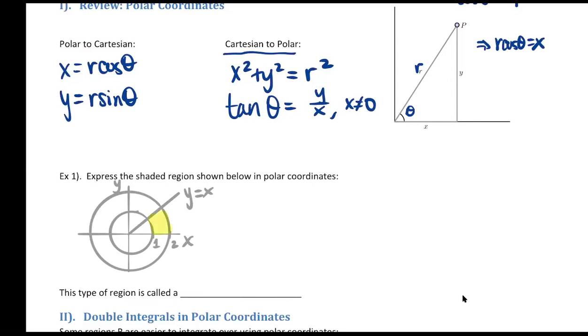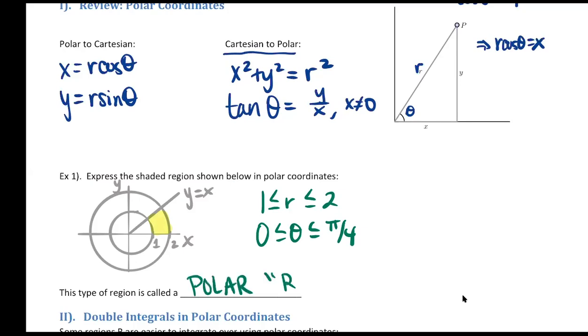Okay, so notice this is going to be the region where my r values are between 1 and 2, and my theta values are between 0 and pi over 4. So this type of region is what we call a polar rectangle, because the bounds are constants for my polar coordinates.